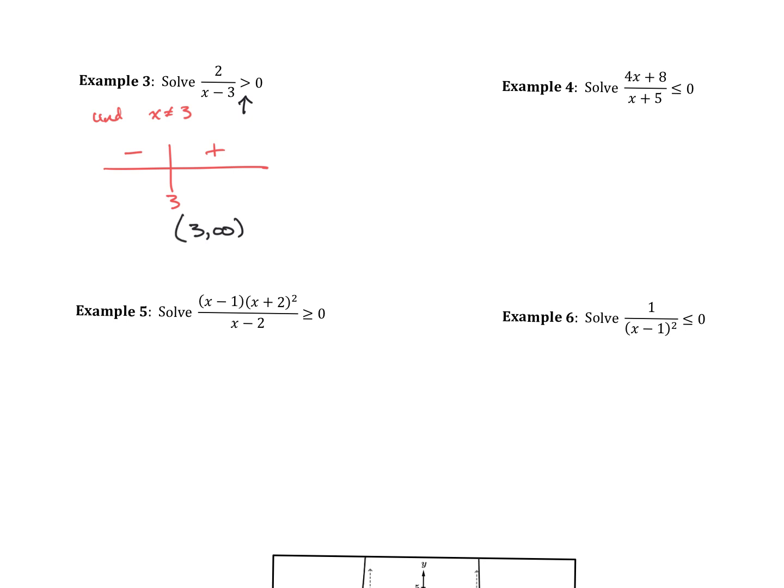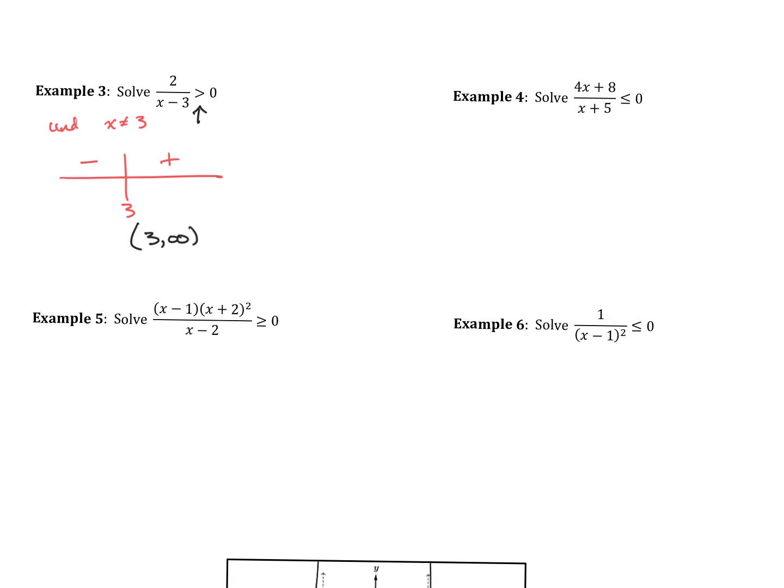All right, good. I'd like you to try example 4 right now. Help me out. So what are my zeros? x equals -2. Good. When is it undefined? x cannot equal -5. Now let's make our little sign chart. We end up having -5 and -2. Let's pick something left of -5, like -6. What do I get up top? A negative over a negative, which makes it positive.